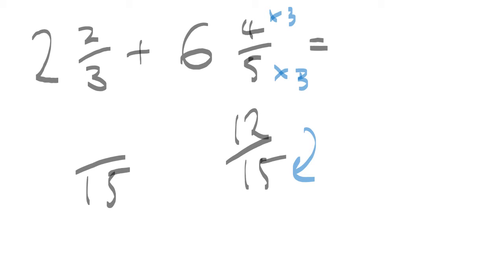Now with 3, it's 3 times 5 gets you to 15. With fractions, when you're making equivalent fractions, whatever you do to the bottom, you've got to do to the top. So 2 times 5 equals 10, so that's 10/15.